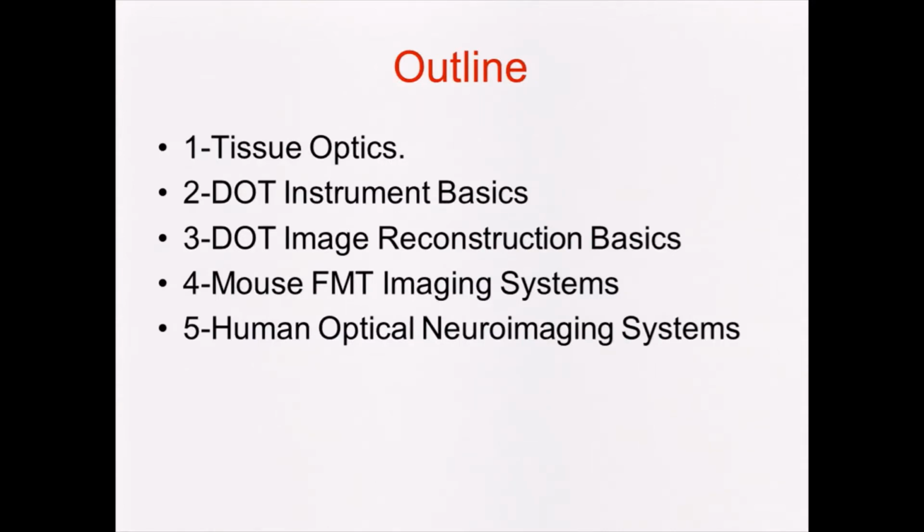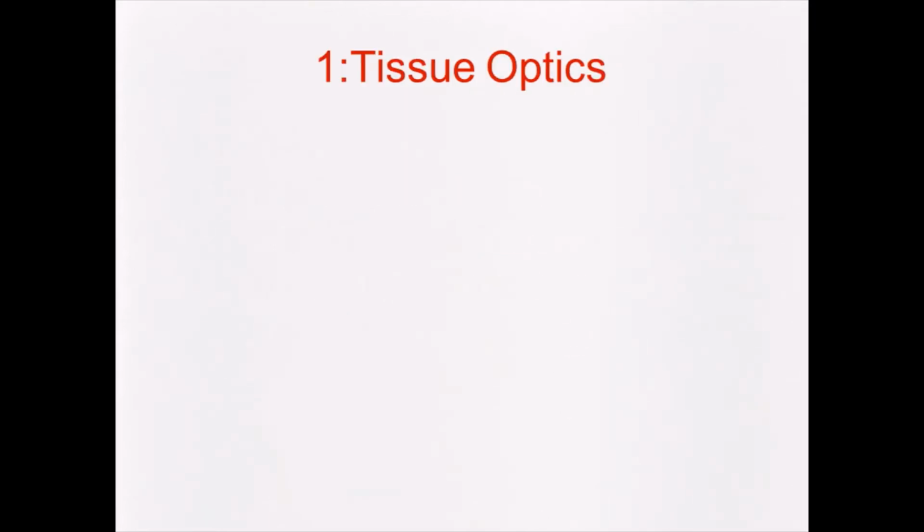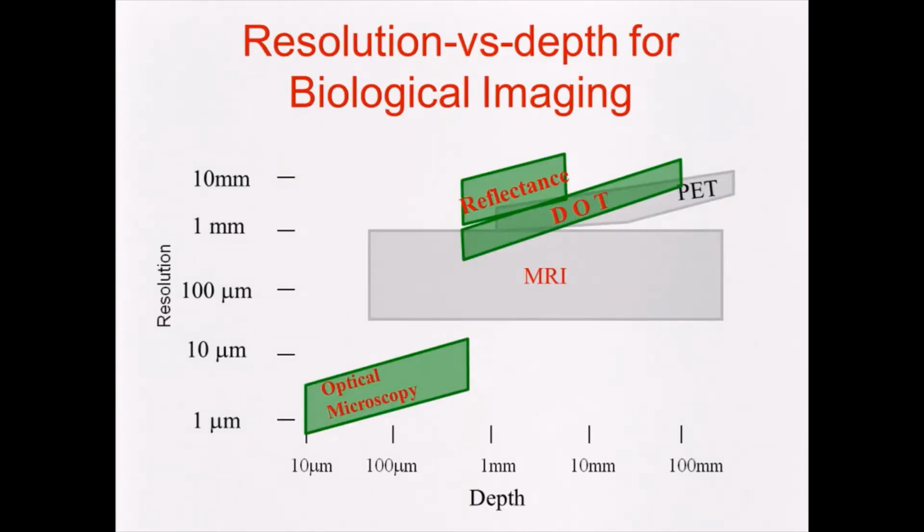So here's an outline. I'll quickly go through some of the basics of tissue optics, instrumentation basics, and image reconstruction. Then I'll highlight a few recent mouse imaging systems and a human neuroimaging system. So first, tissue optics, and I'll start with a little bit of perspective.